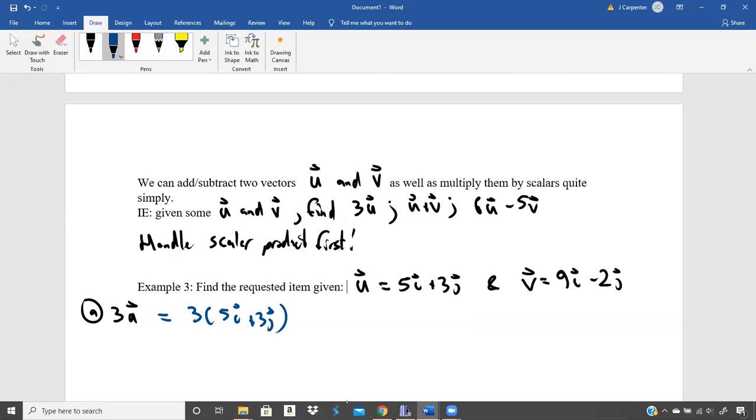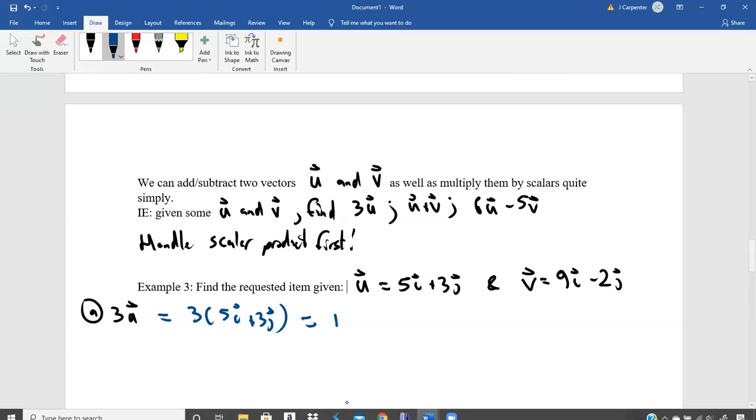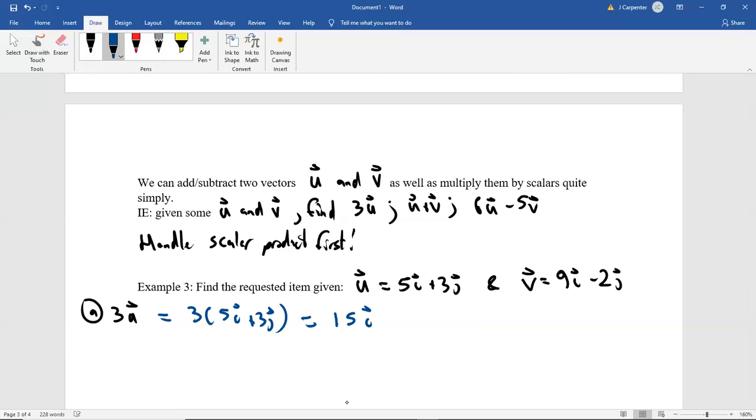Here's the vector u. Put a 3 in front of it, distribute. 3 times 5 is 15, so that's 15i. Plus 3 times 3 is 9, so that's 9j. That's it. Crazy stuff right here. Man, why wasn't this something we did first day of class, right? Well, don't worry, we'll start invoking that trig stuff into it sooner than later.